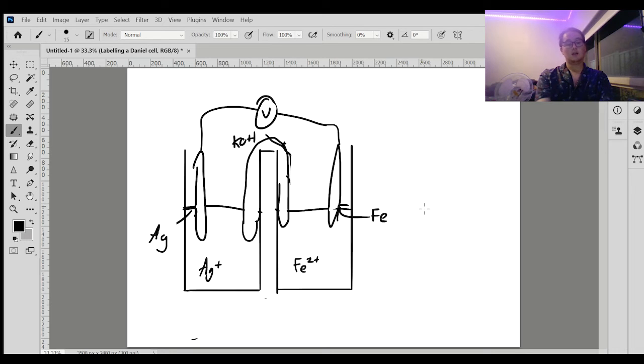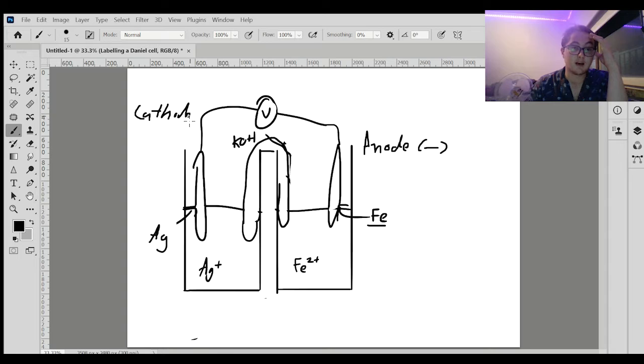So, be able to identify the electrodes. We learned from the last one, iron metal is being oxidized. By definition, the anode is the site of oxidation. And by definition, you don't spell anode like that. By definition, the cathode is the site of reduction. In a primary cell, and also in a fuel cell, and also in a secondary cell while it's discharging, cathode positive, anode negative.